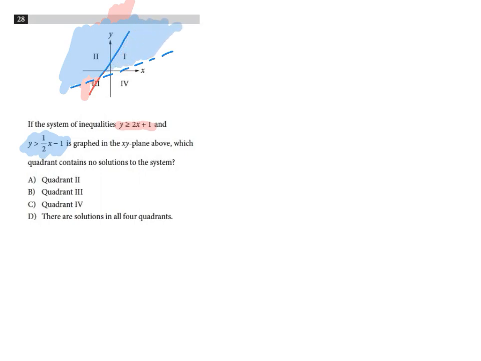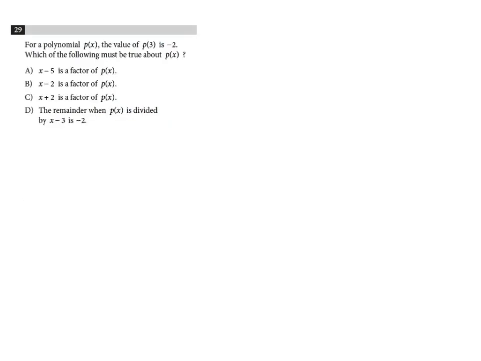Okay, so it looks like we've got some solutions in quadrant 2, clearly a lot of solutions. We've got some solutions in quadrant 1, right? So some solutions in this region. And it looks like we've got some solutions in quadrant 3 in that region. But we don't have any solutions in quadrant 4. So C would be our answer.